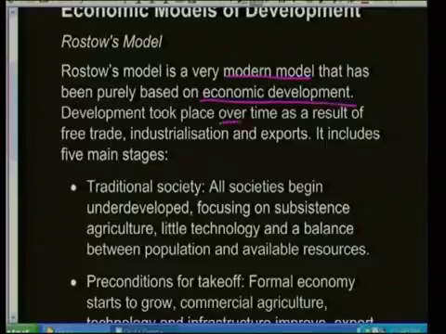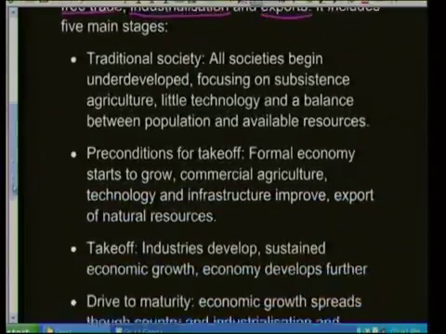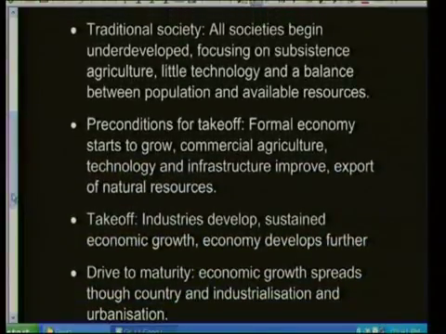Development took place over time as a result of free trade, industrialization, and exports. So the country could trade with the rest of the world. Industrialization took off, whereby they were manufacturing and processing their own goods, and therefore became exporters to the rest of the world and obtained a lot more money for those exports. It includes 5 main stages. So once again, these are the 5 stages that I have discussed when we went through the diagrams.